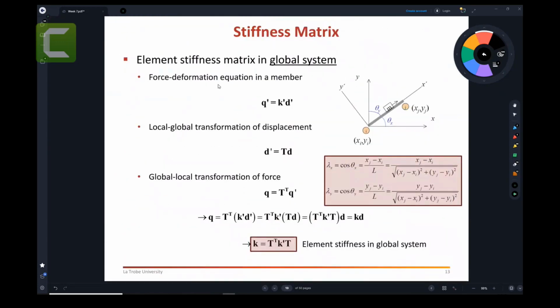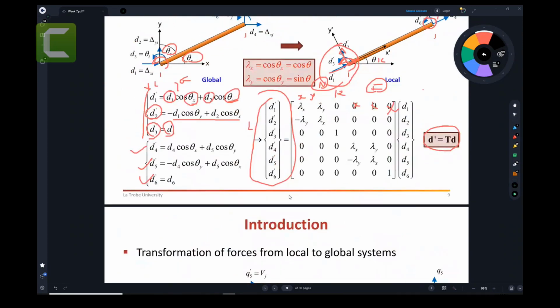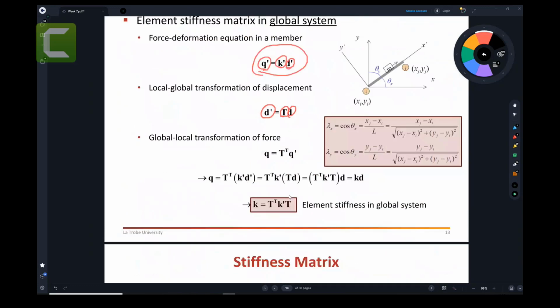Now, I think nothing new for you. That is the force deformation relationship. Local force, local stiffness, local displacement, like force is equal to stiffness times displacements. That's the relationship that we were just talking about, and that is all local. Local to global: local displacement, transformation matrix, and global displacement. We have done this one before here. So that's what local transformations did. Then if you have a global force, you transform it to the local force.